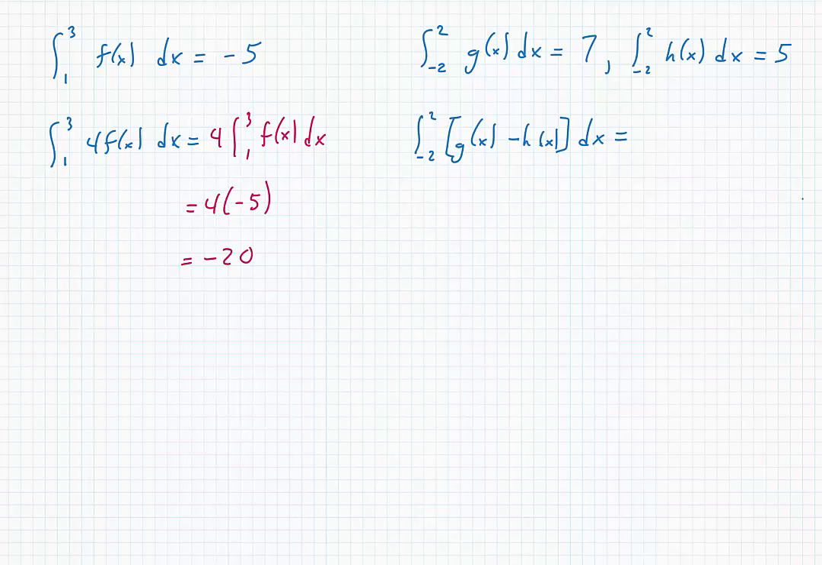In the second example, we're told that the integral from negative 2 to 2 of some function g of x with respect to x is 7, and on the same interval, we're told that the integral from negative 2 to 2 of some function h of x with respect to x is 5. We're asked to consider the integral from negative 2 to 2 of g of x minus h of x. Well, what we know from our sum and difference is that we can consider this to be the integral from negative 2 to 2 of g of x dx minus the integral from negative 2 to 2 of h of x dx. So that becomes 7 minus 5, or we end up with 2.